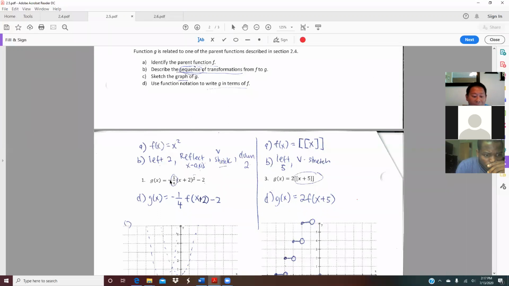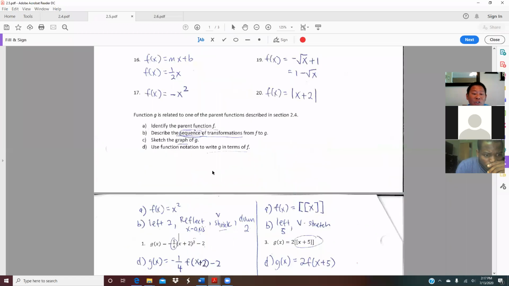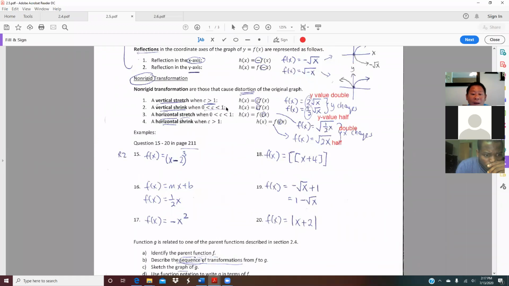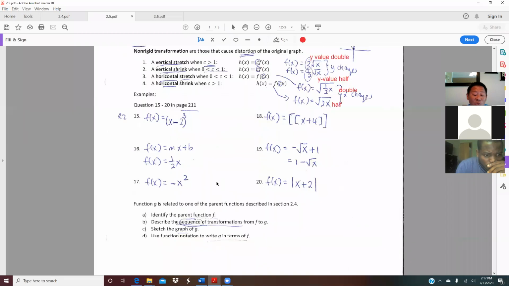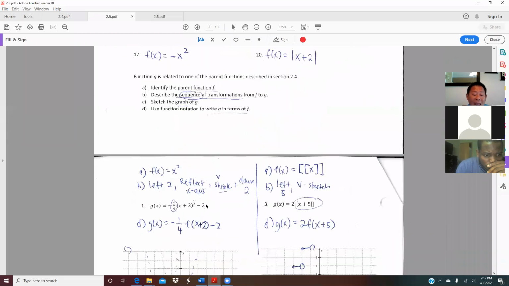We do the half and the negative. The negative means it's a reflection on the x because the negative is outside. The 1/2 is a vertical shrink because it is between 0 and 1 and it's outside the function. And then finally, the -2 at the back means you go down. So this is the sequence of transformations: you have to move left 2 first, reflect on the x, shrink it, and then move down 2.